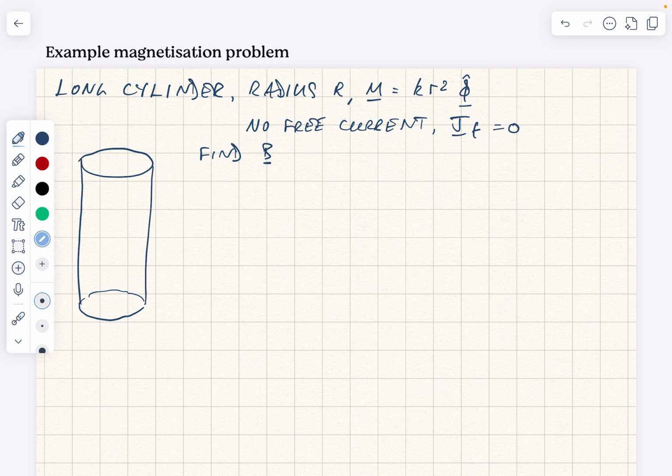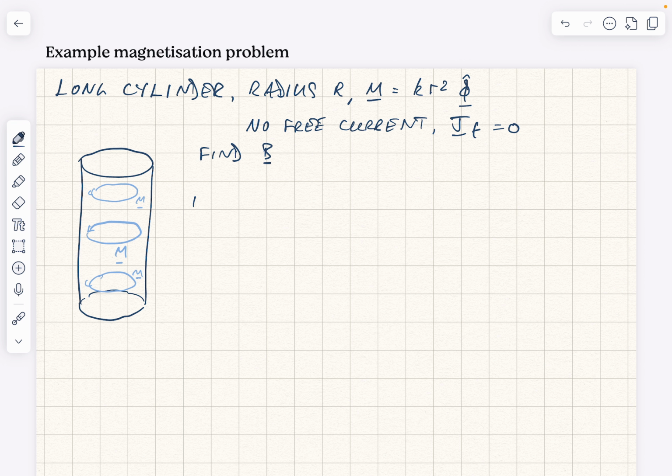Let me just sketch in a sort of light blue the magnetisation. So there is M, the magnetisation in a phi direction, so it's orbiting the pole, and of course it's uniform all the way along the cylinder, so we're going to have M in the same way everywhere here. That's just to make it clear.